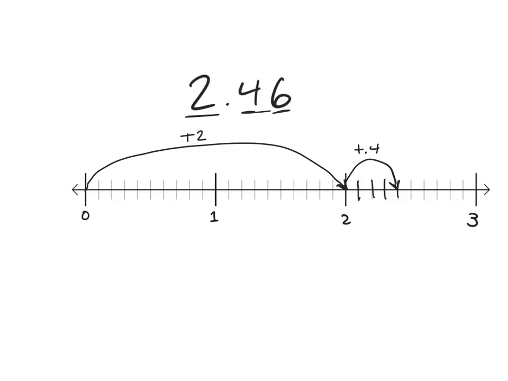And then I'm going to have to do a little bit of estimating to see the 6 hundredths. I imagine the space between this tick mark and this tick mark is split into 10 equal parts. And I think that's going to be about right there for 6 hundredths. And so I have the point right here of 2 and 46 hundredths. You can also represent that as a mixed number.